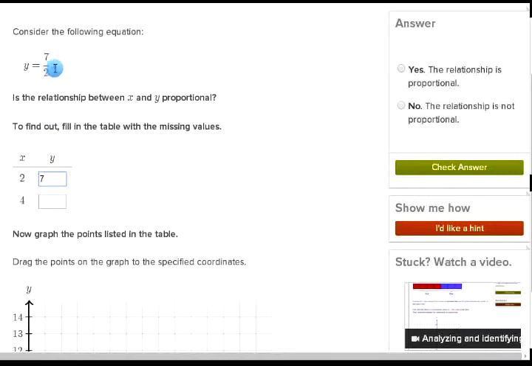4 goes in for x. So this is now 7/2 times 4. Okay, the 4 is going to cross off with the 2. This will become a 1. This will become a 2. 2 times 7 is 14.